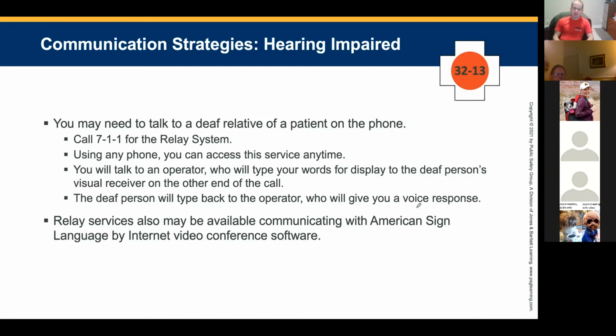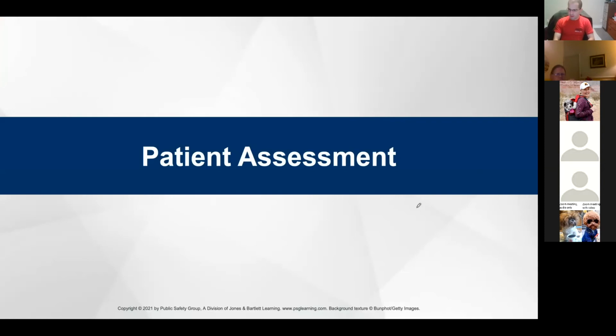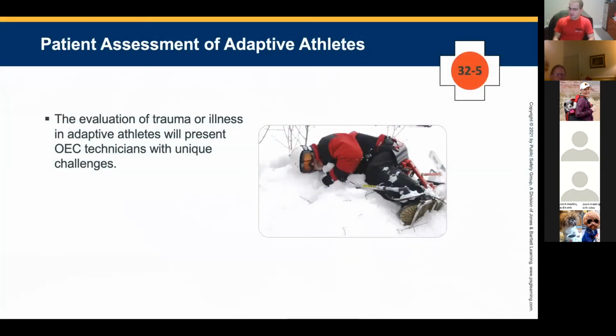All right. So moving into patient assessment. Patient assessment of adaptive athletes. The evaluation of trauma or illness in adaptive athletes will present OEC technicians with unique challenges. What are some challenges that you might consider, or things that you think might be different or challenging when assessing an individual who's an adaptive athlete?